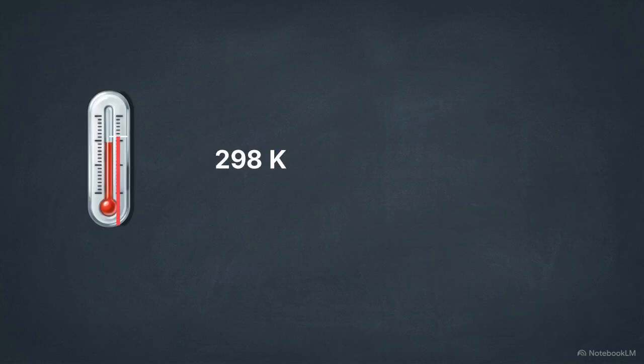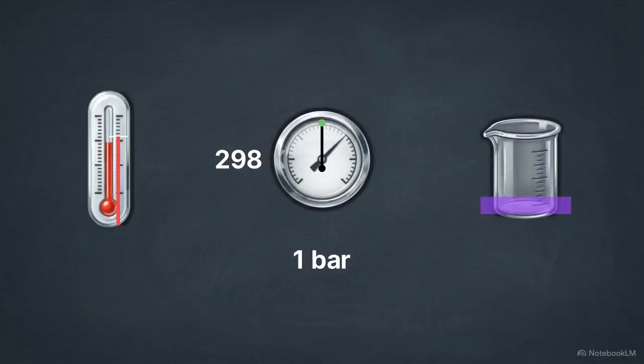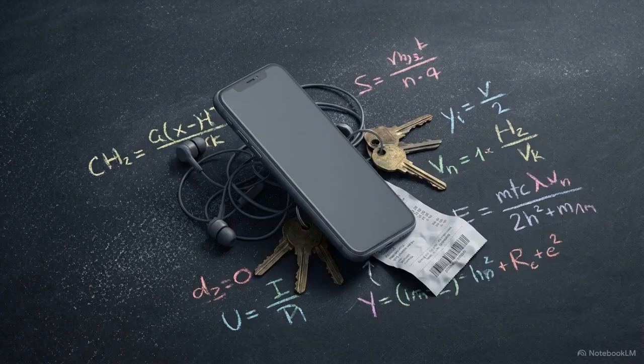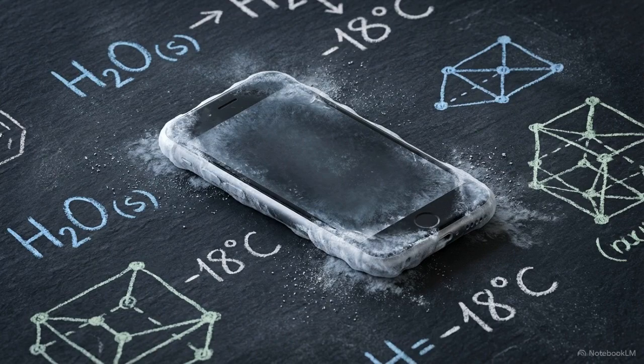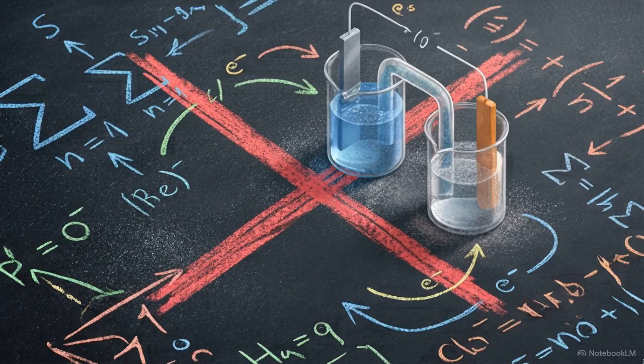The room must sit at exactly 298 Kelvin, or 25 degrees Celsius. Any gases must be at exactly 1 bar of pressure. Most importantly, all chemical ions in the solution must be mixed to exactly a 1 molar concentration. But your pocket is not a controlled laboratory. Step outside on a freezing day, or let your device run so the internal concentrations shift away from that perfect 1 molar mark, and that standard laboratory measurement becomes useless.